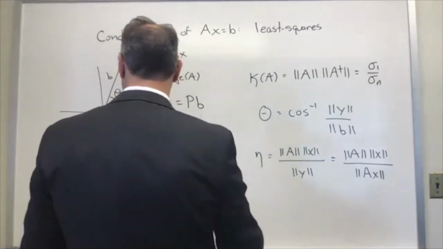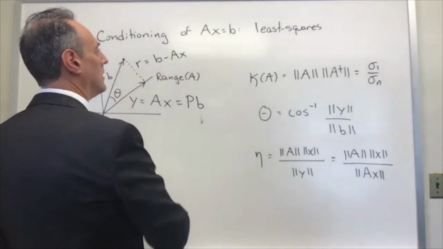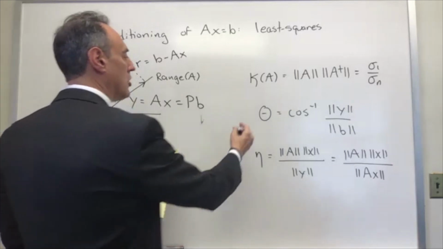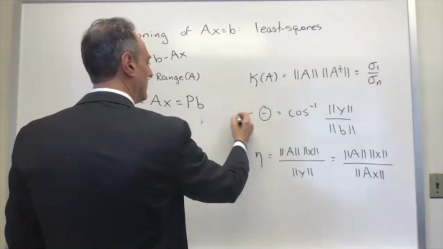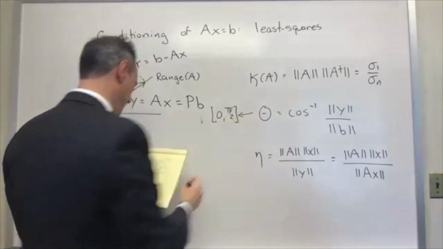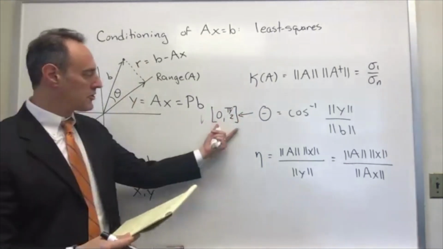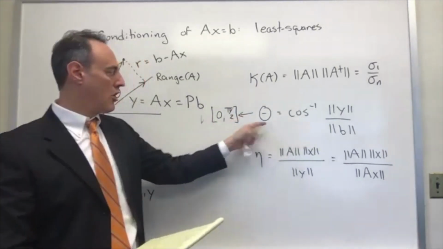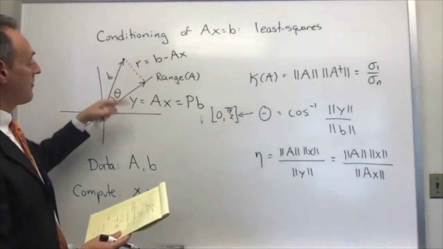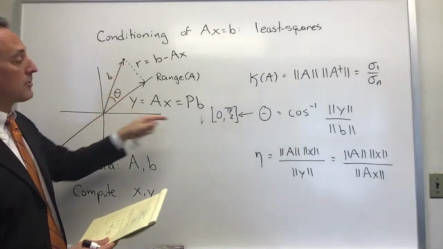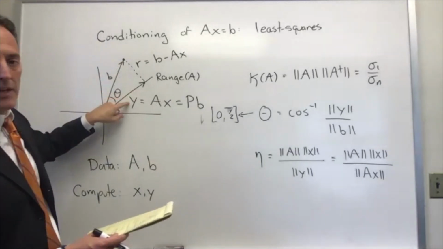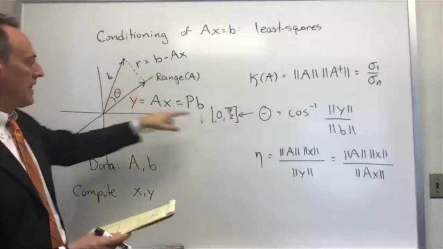Kappa itself, maybe I should erase some things. Okay, actually, I'll put it here. So theta takes on values between 0 and pi over 2. So what I want to start talking about is, what kind of values does it take on? This comes from 0 to pi over 2. In other words, you could maybe find a solution where y and b are aligned. In other words, if it's 0, that means b was exactly in the range of A. Okay, that's what 0 means.